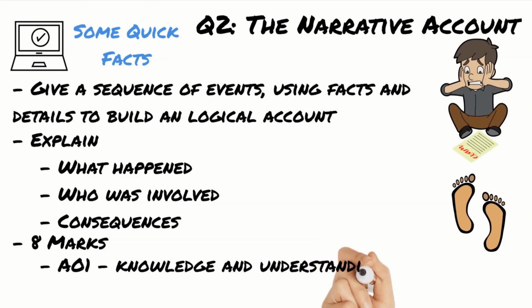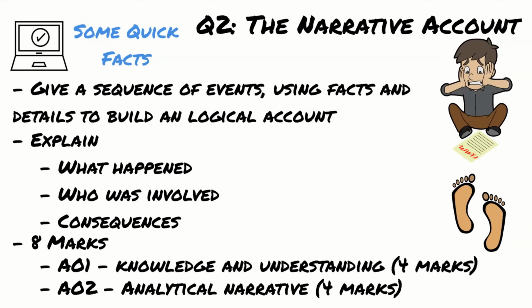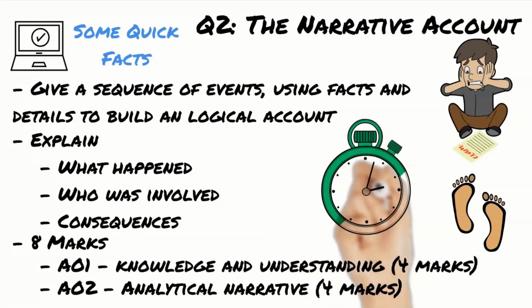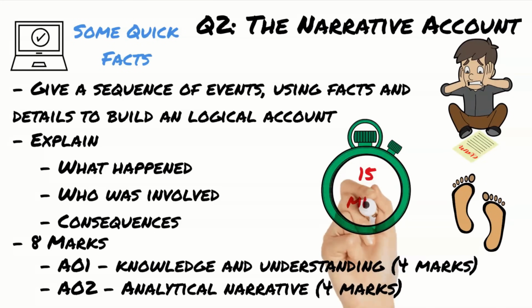You get 4 marks for AO1, and that's your knowledge and understanding of the features and characteristics of the story. And 4 marks for AO2, which is your analytical narrative, i.e. the analysis of causation, consequence, and change. You don't have long, just 15 minutes should be allocated to this question.